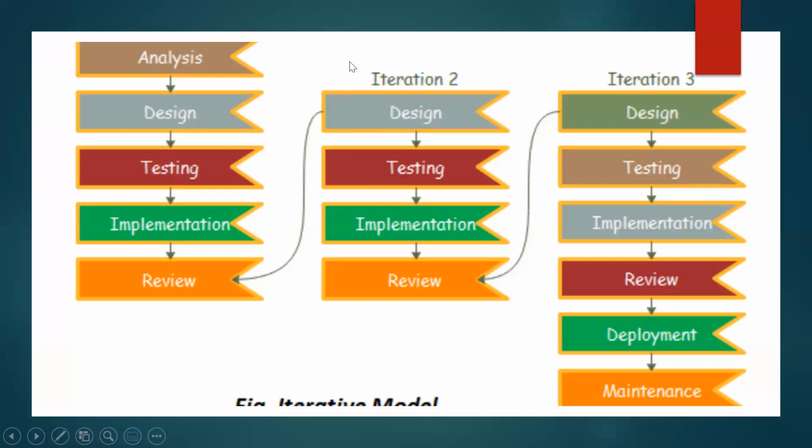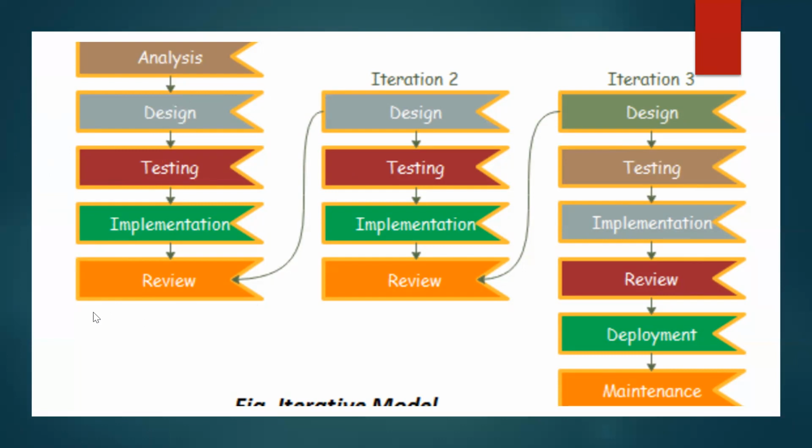As I told you, the application will be divided into multiple iterations. After multiple iterations, it can go ahead. I showed you 3 iterations, but it can go ahead till iteration n times. So you can see the application is divided into 3 iterations and 3 components, and the first component they will analyze and design. In the first iteration we have design, testing, implementation, review. This will make up one iteration.